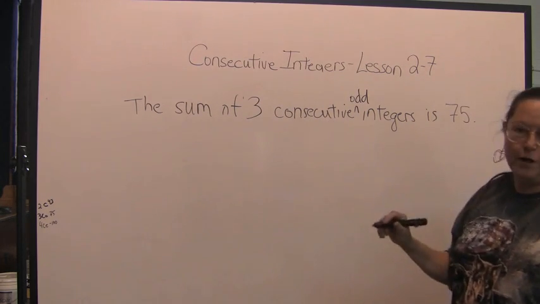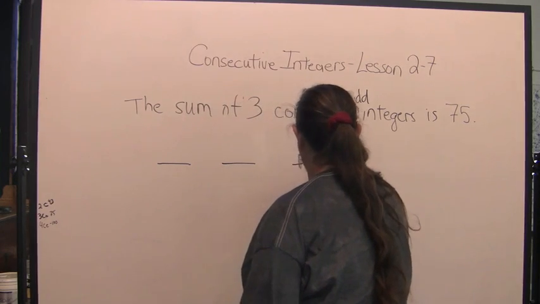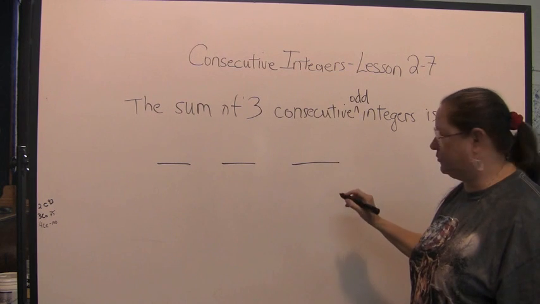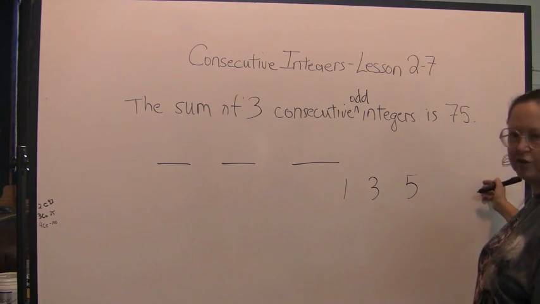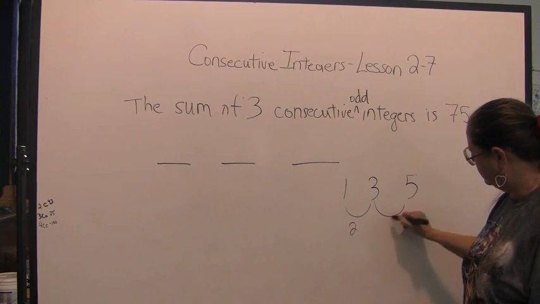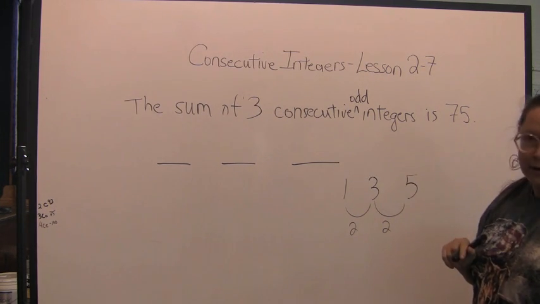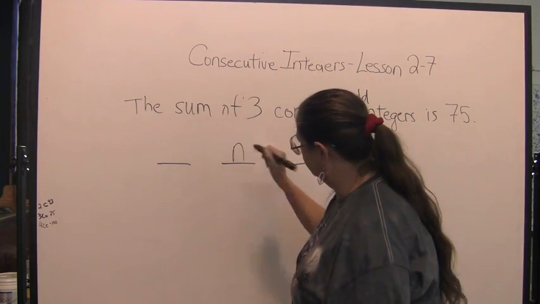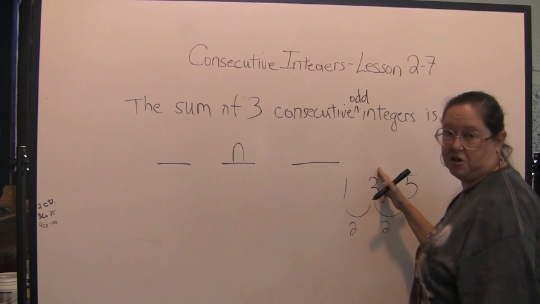Okay? I have 3 numbers, so I'm going to make 3 blanks. Okay? And they're odd integers. That means that there's something like 1, 3, 5, 7, so on. So they're 2 units apart. Okay? They're 2 units apart. So I'm going to make my number in the middle n. Okay? That's one of my numbers. And then, so that would be like my 3 here.